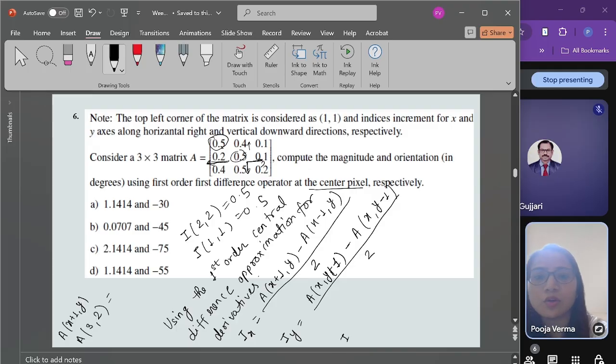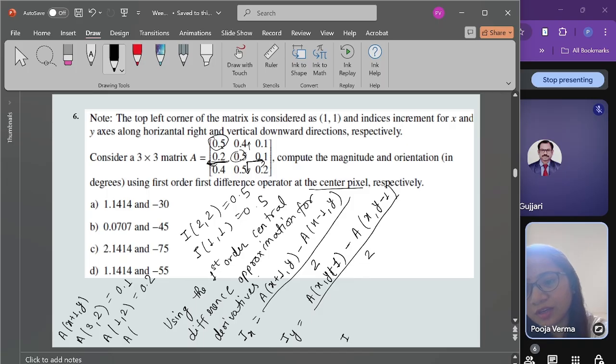So a 3 comma 2, that means third column and second row, its value is 0.1. Similarly, 1 comma 2, that means first column, second row, its value is 0.2. Similarly, we can calculate the upward and downward values at the center pixel.